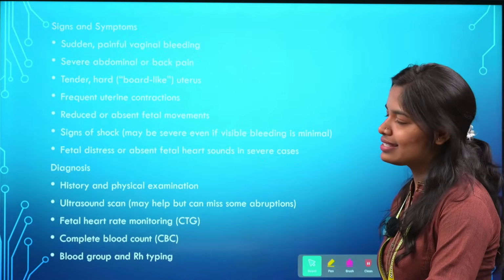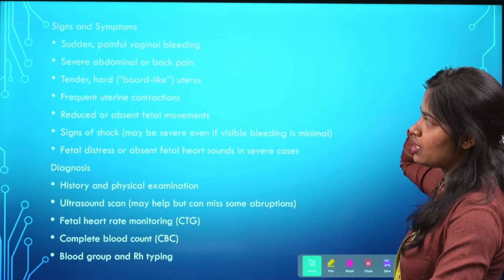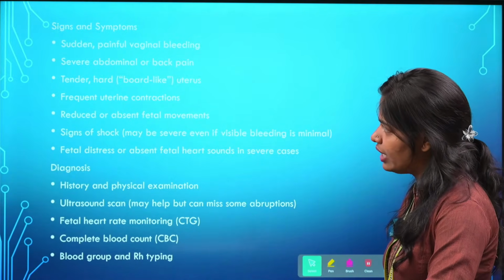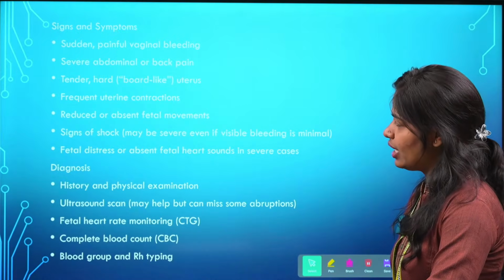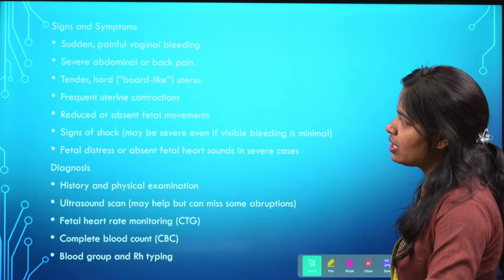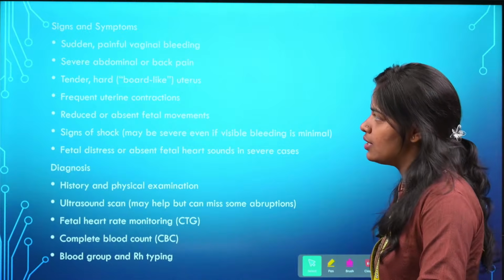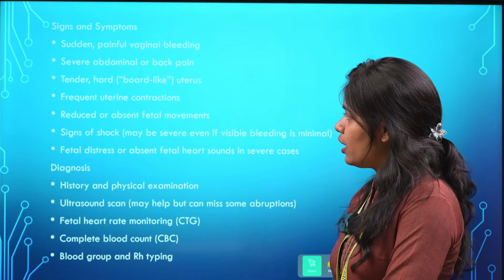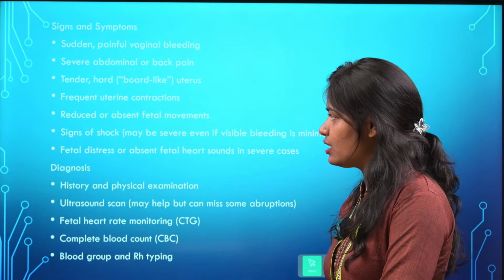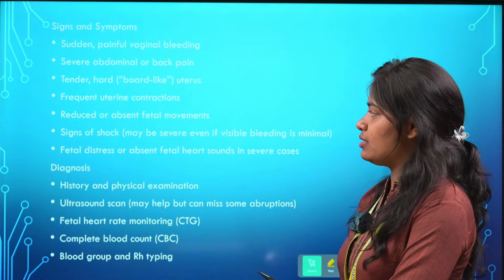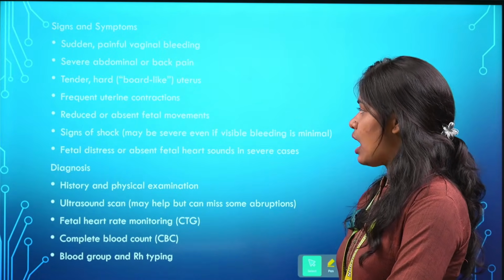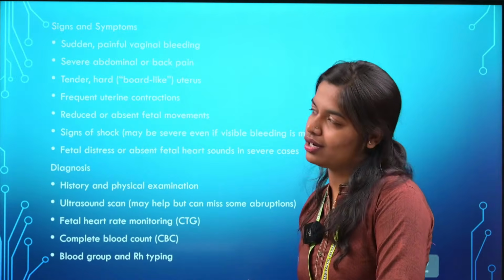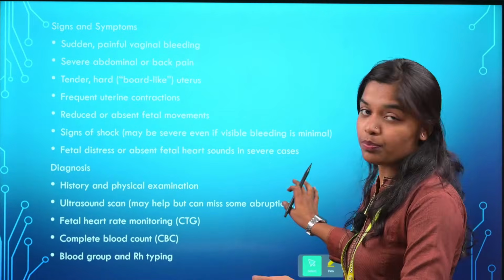Next are the signs and symptoms of this condition. Sudden and painful vaginal bleeding will be there. Severe abdominal or back pain will be there. Tender and hard uterus. Frequent uterine contractions. Reduced or absent fetal movement. Signs of shock may be present. Fetal distress or absent fetal heart sound may occur. These are all the symptoms of abruptio placenta.